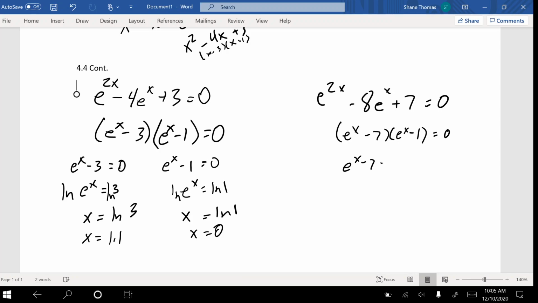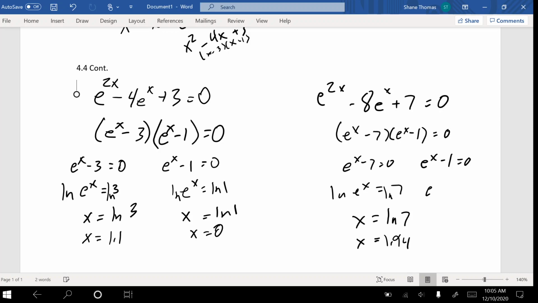So e to the x minus 7 equals 0. e to the x minus 1 equals 0. So this guy, take it over. e to the x equals 7. Natural log. That's going to be x equals the natural log of 7. What's the natural log of 7? I agree. 1.94, 1.95, something like that.